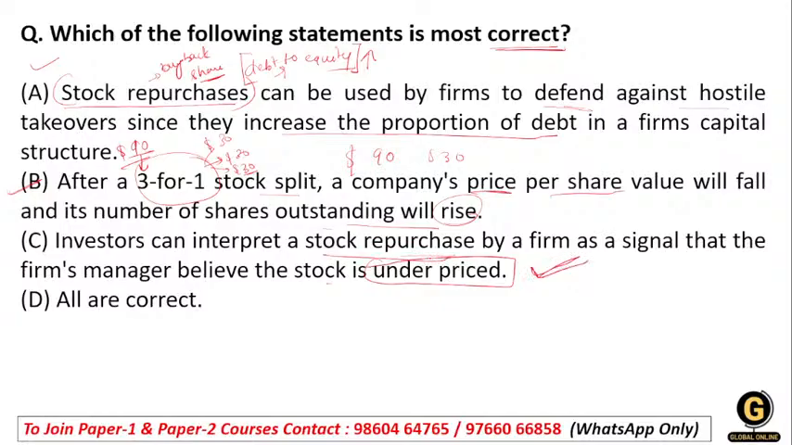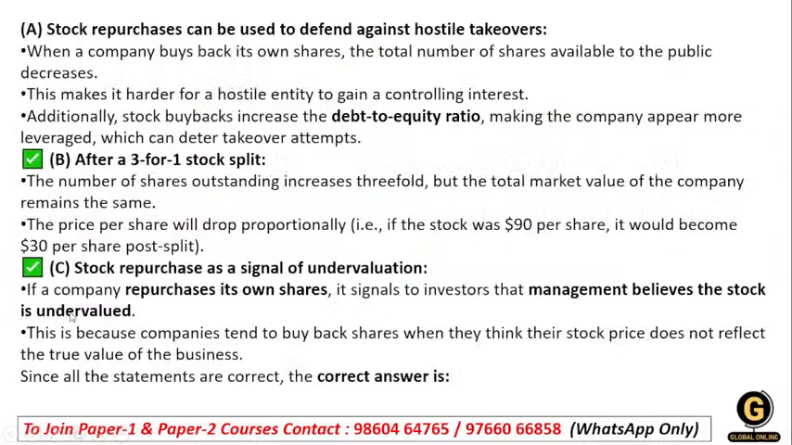Because whatever the investors are thinking, repurchasing of their own share means that the stock is undervalued, that means they are not showing the correct value of the business. So that's why all these statements are correct. Option number D will be the right answer for this question.